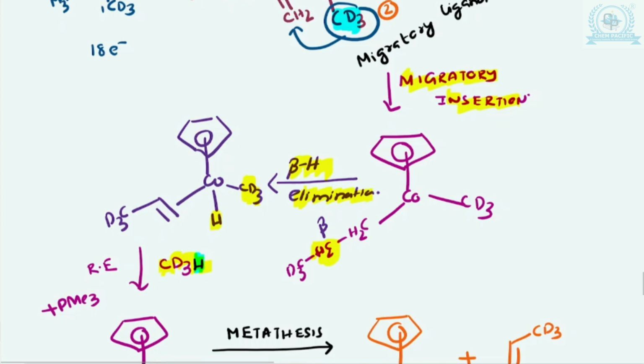उसके बाद हमने देखा that these two positions, they are cis to each other, and this will result in the formation of a very good product, that is CD3H. ठीक है. So this will result in the formation of the reductive. This is the criteria of the reductive elimination.